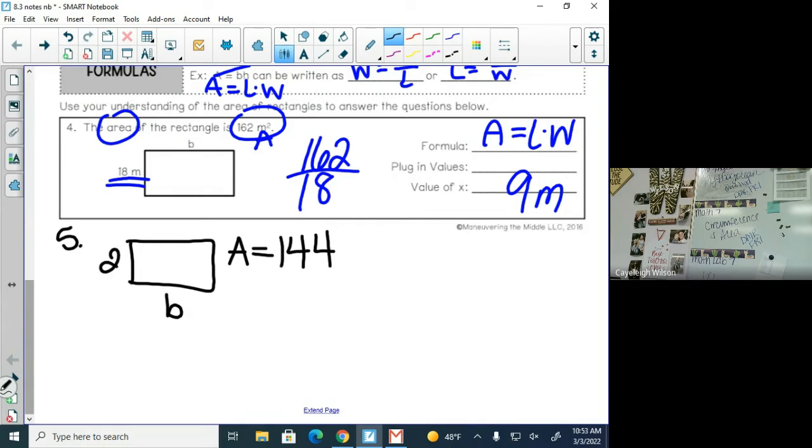All right, Chanel. 72. Because I take the area and I divide it by the side they give me. So I get that the other side is 72.